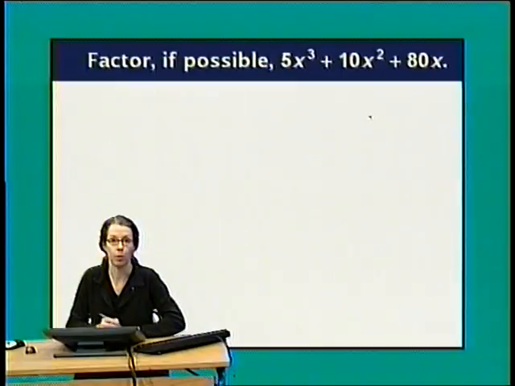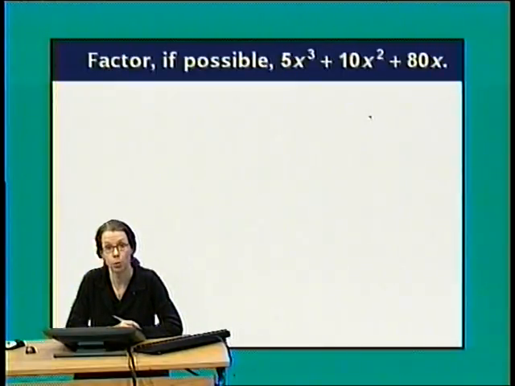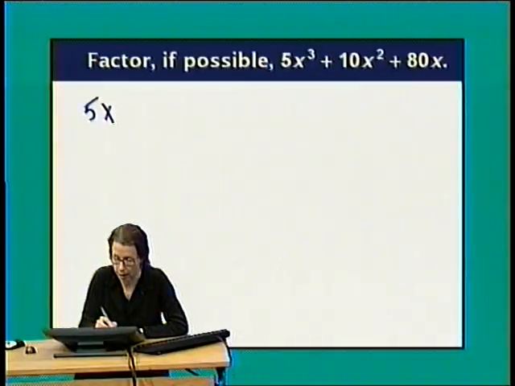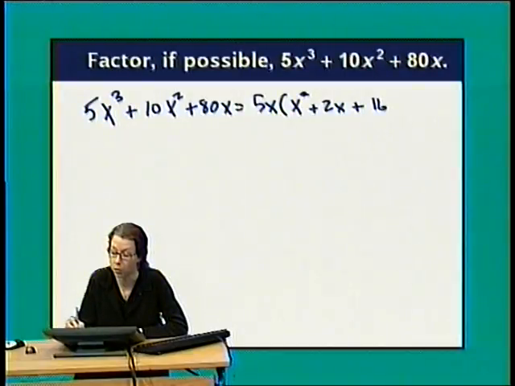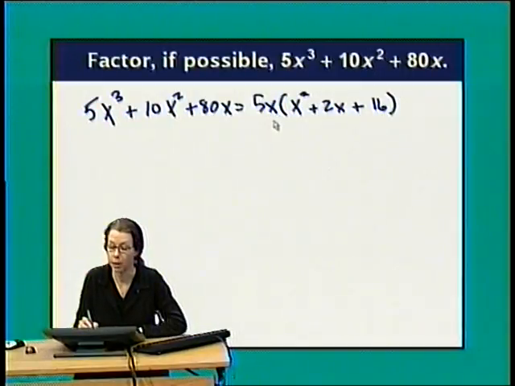Now let's do another example. 5x cubed plus 10x squared plus 80x. Here I have not only a common factor of x to each of the three terms, but also a common factor of 5. So I'm going to start by factoring out that greatest common factor. What I leave behind is x squared plus 2x plus 16. At this step, I'm going to check, just checking the distributive property here, 5x cubed plus 10x squared plus 80x. Looks good.